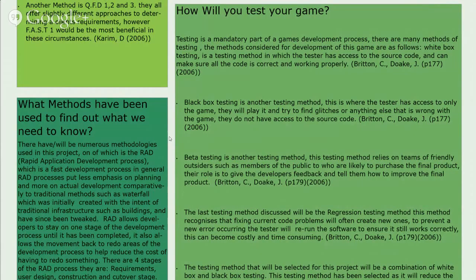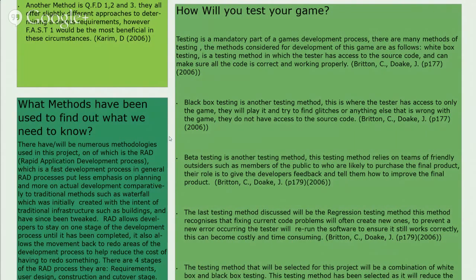Black box testing is another testing method. This is where the tester has access to only the game and tries to find glitches or anything else that is wrong with the game. They do not have access to the source code. Beta testing is another testing method that is very commonly used. It is similar to black box testing in that the user will play the game and try to find glitches or give their improvements. However, black box testing can strictly only be done by the tester, whereas beta testing is open to the public and anyone can give feedback to improve the final product.